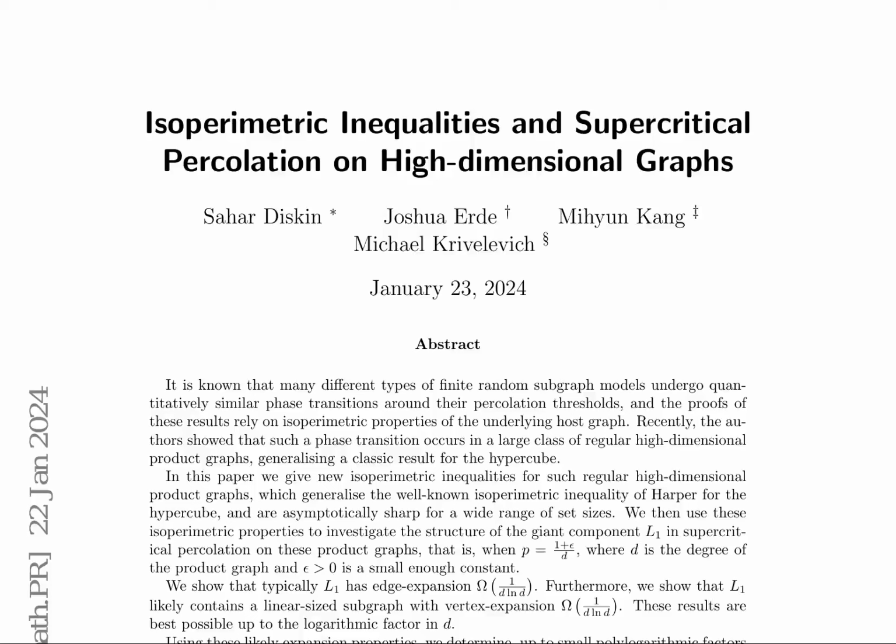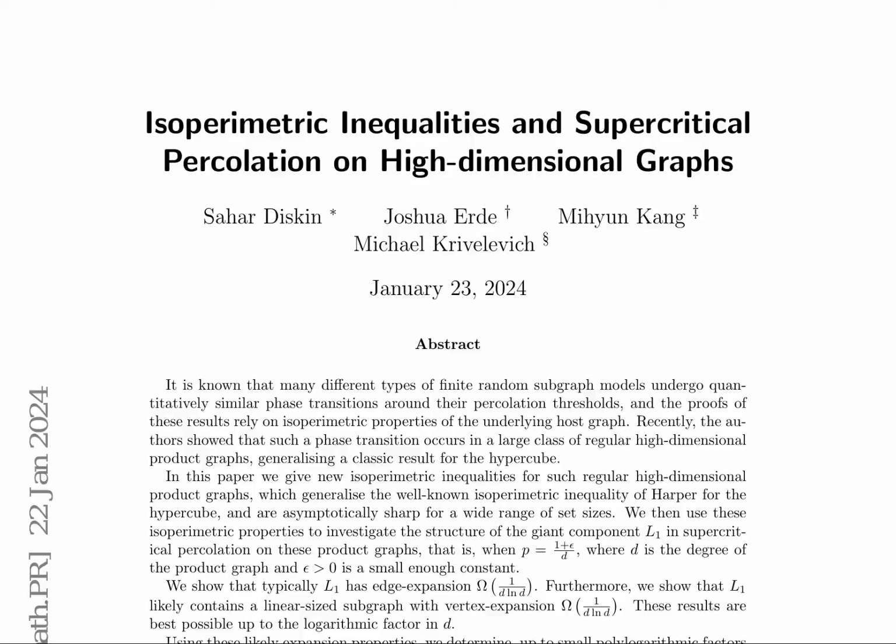In high-dimensional product graphs, the authors examine the typical structure of the largest component after supercritical percolation, focusing on isoperimetric properties. They establish novel isoperimetric inequalities, generalizing Harper's well-known inequality for the hypercube, and demonstrate their asymptotic sharpness for a wide range of set sizes.